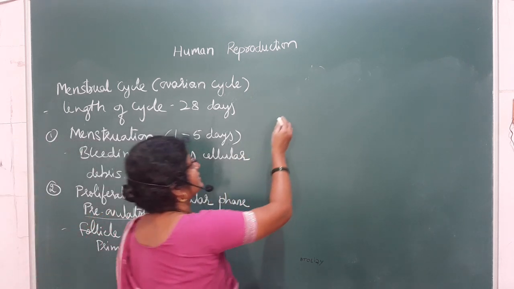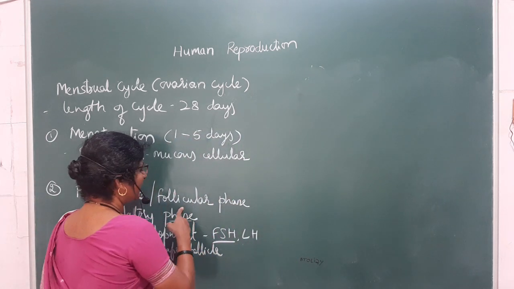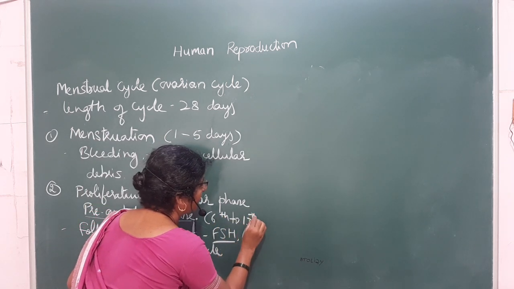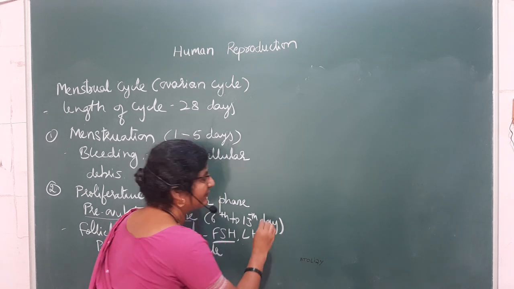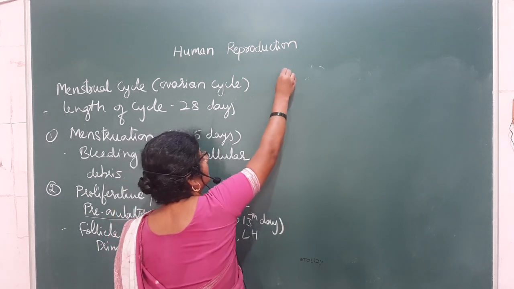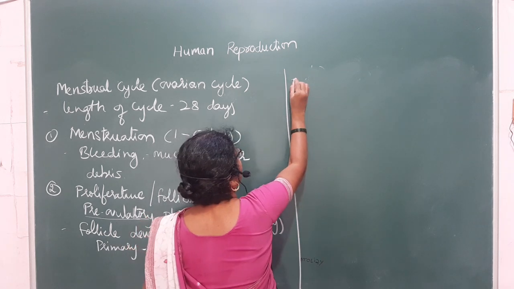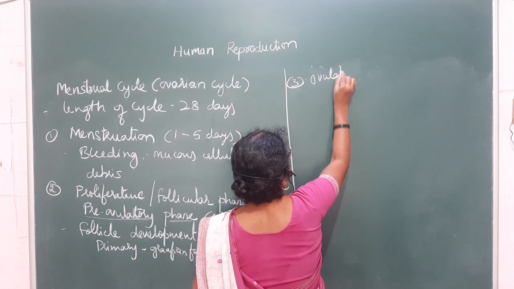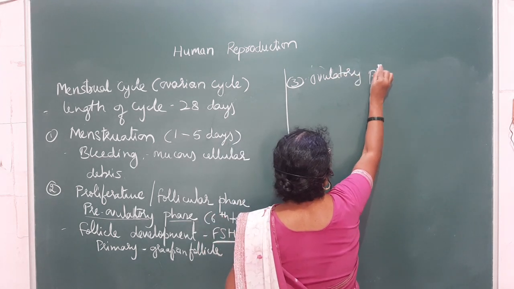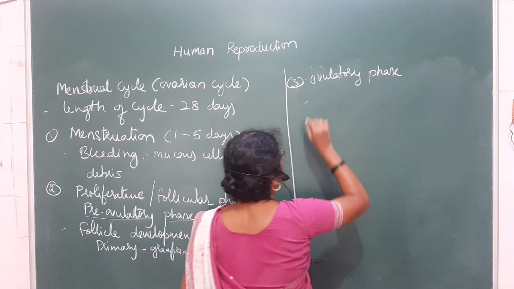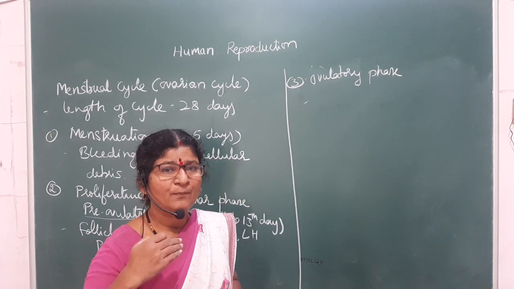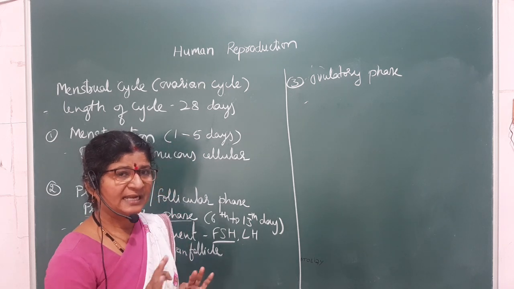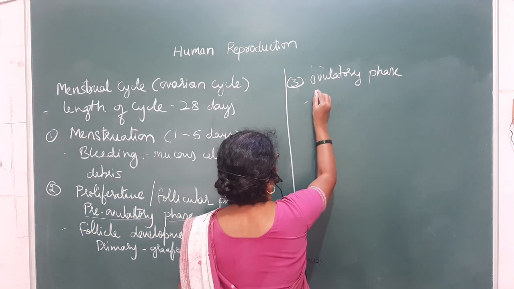Now the third phase is the ovulatory phase. This phase lasts from the 6th to the 13th day of the menstrual cycle, so nearly 7 days. In the ovulatory phase, the maturation of the ovarian follicle will take place. That is, the Graafian follicle is completely formed and matured.